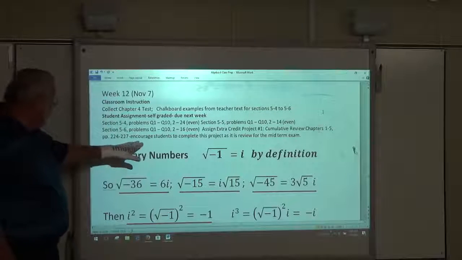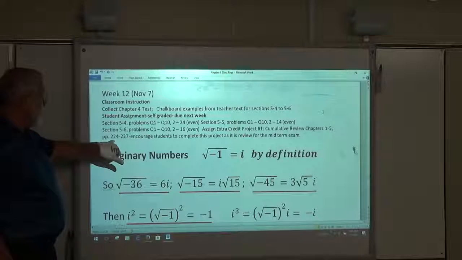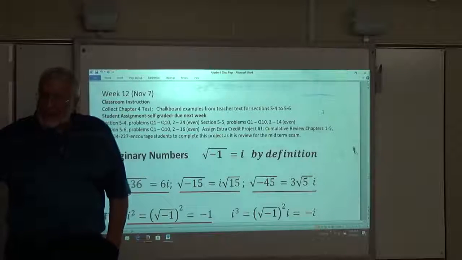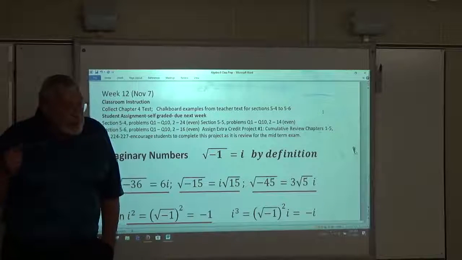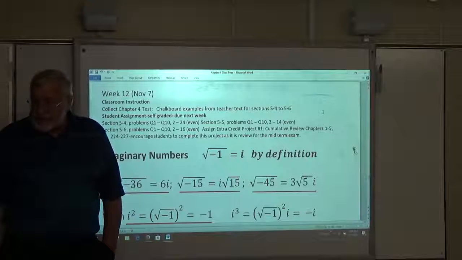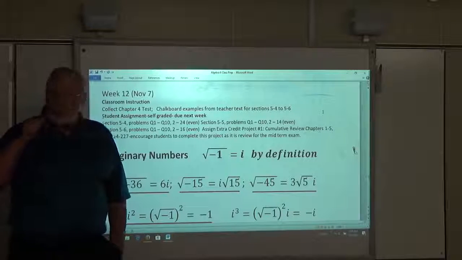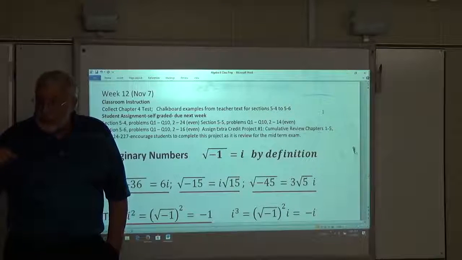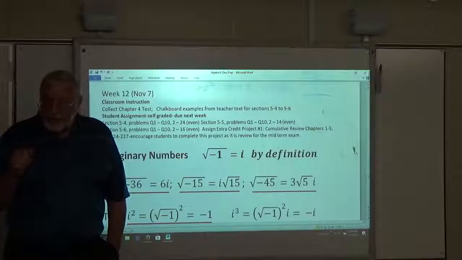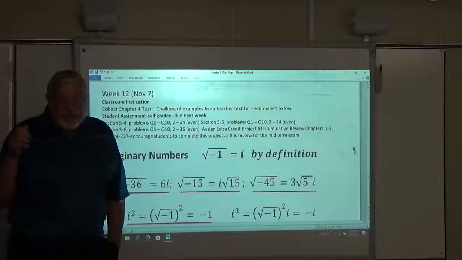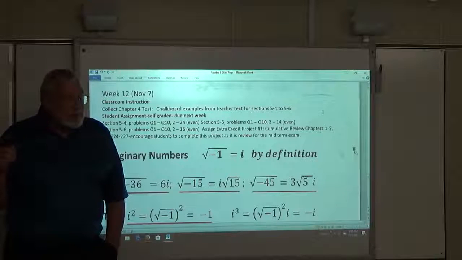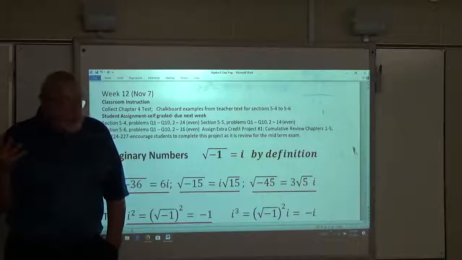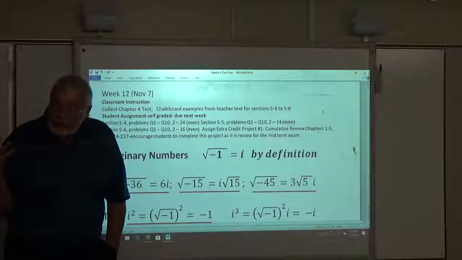Now, on page 224 and 227, there is, I think, a 10-question cumulative quiz. That is going to be assigned to you as a project, which is going to be due in 4 weeks. If it's 10 problems of review work and you have 4 weeks to turn it in, start it now.